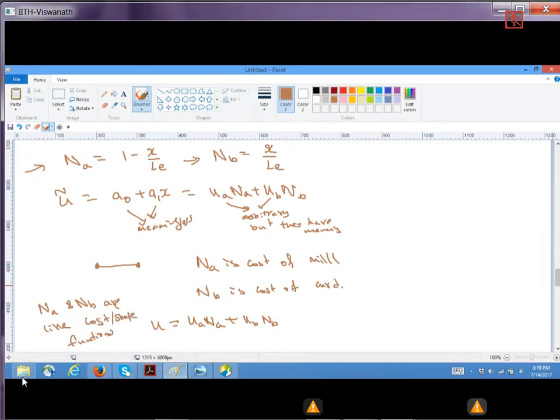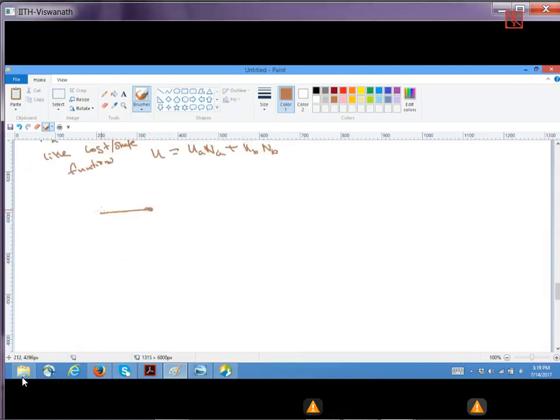So let me do it again in a graphical sense. If I am purchasing one unit, or if I displace my node A by one unit, my entire structure would displace in this manner. So this is my NA of x, also known as 1 minus x by Le, the same equation, a straight line. Similarly, if I take the same thing and displace this, this is my NB of x, and its equation is given by x by Le.